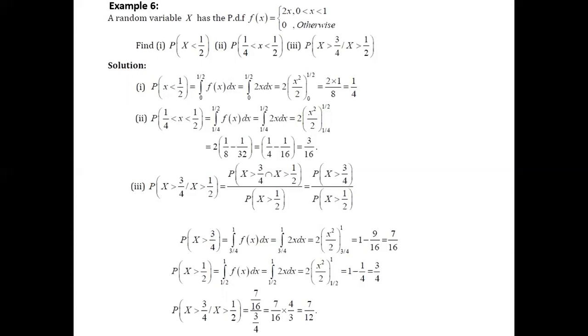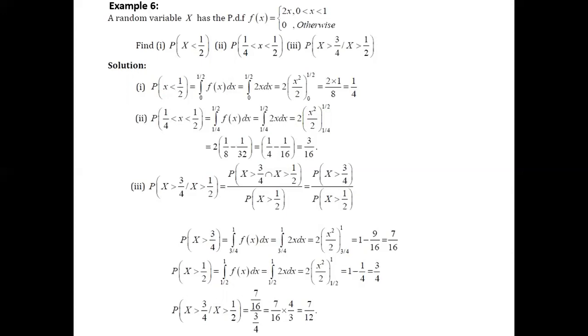So, integration 0 to 1 by 2 f of x dx equals integration 0 to 1 by 2 2x dx. So, 2 into x squared by 2, so that answer is 1 by 2. Now, we have to find the probability of 1 by 4 less than x less than 1 by 2. So, integration 1 by 4 to 1 by 2 f of x dx. I'll substitute these values and I'll get the 3.